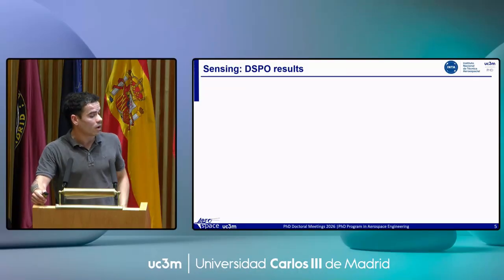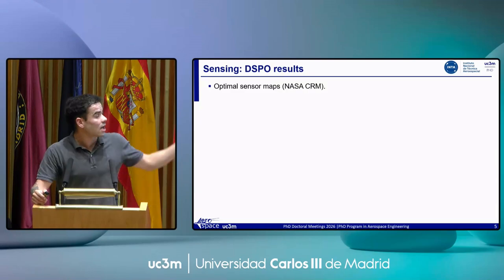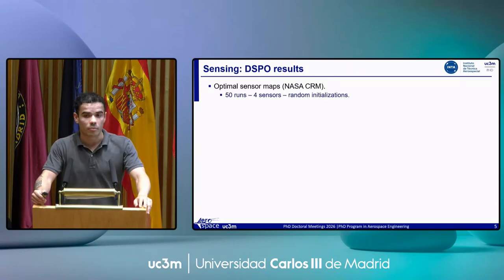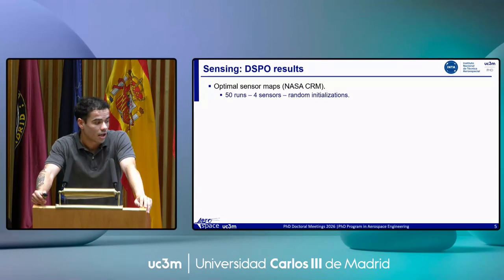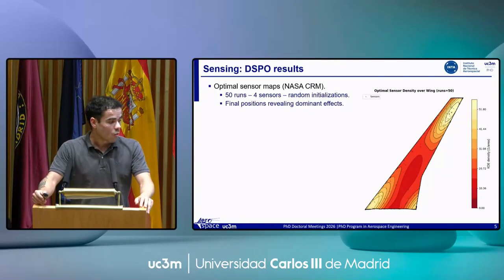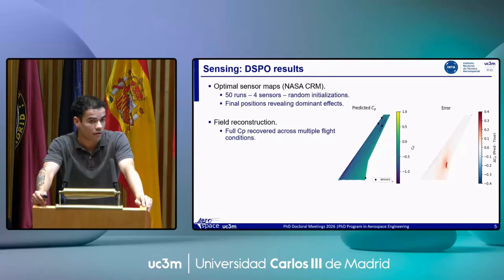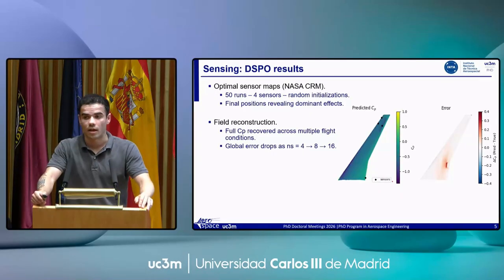After the optimization, we have found really interesting results. For the NASA CRM dataset, we have performed 50 runs with 4 sensors in random initializations, and the final sensor position revealed that the algorithm is capable of detecting the most interesting aerodynamic areas where the dominant effects take place. Also, the algorithm is really nice in field reconstruction for the pressure coefficient around the wing with minimum error, and this error is minimized, obviously, with the increase of the number of sensors.